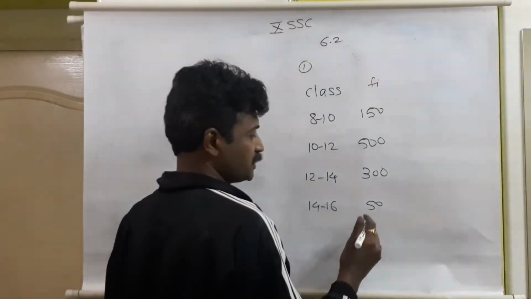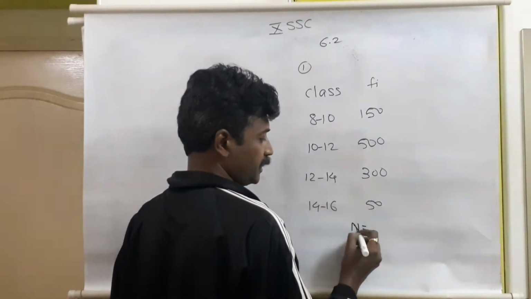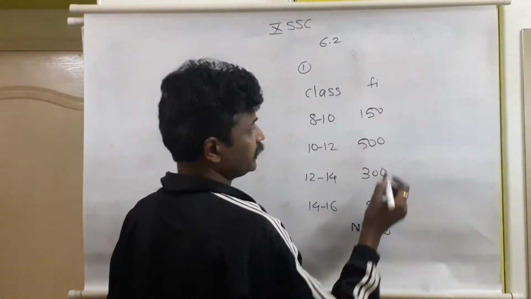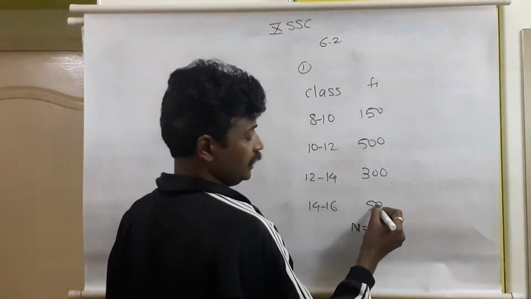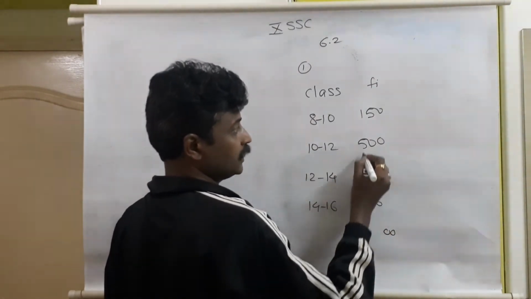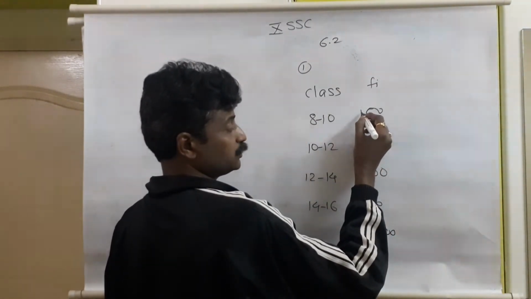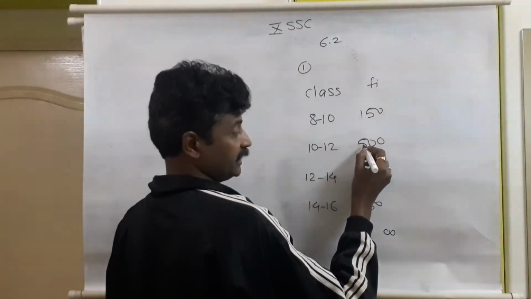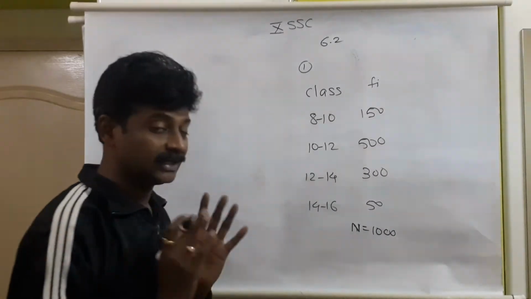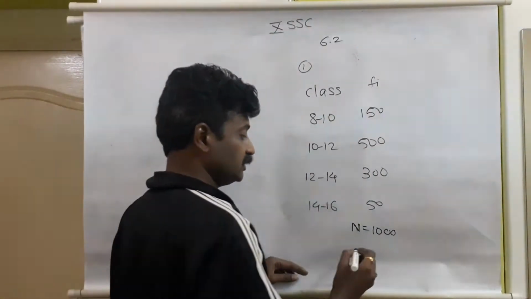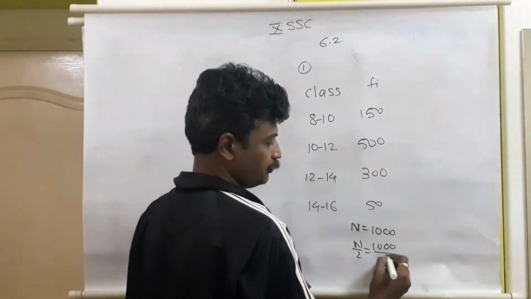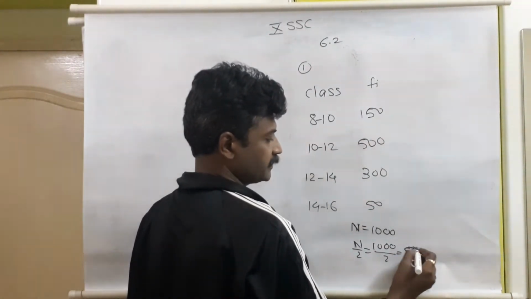So we'll find out the summation of fi, that is nothing but the capital N value. 0, then 0 plus 5 is 5, 5 plus 5 is 10, so again 0, carry 1, then 1 plus 1 is 2, plus 5 is 7, 7 plus 3 is 10. So total workers are 1000. It will give us the N by 2 value, N upon 2, 1000 upon 2, that is 500.